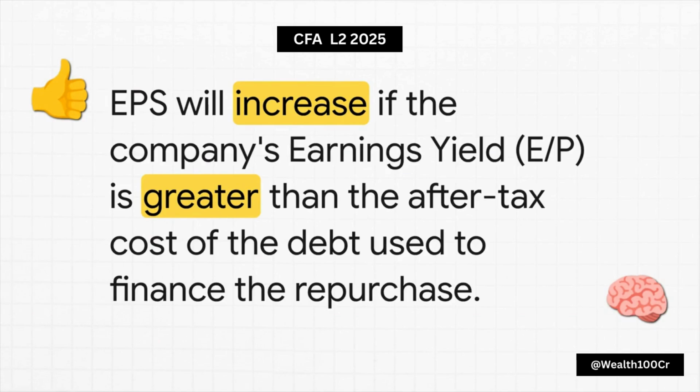It all boils down to this. A share buyback using debt will increase EPS only if the company's earnings yield, which is just EPS divided by price, the inverse of the PE ratio, is greater than its after-tax cost of debt. Think of it this way. If the return the company gets on its own shares is higher than the cost of the money it borrowed to buy them, EPS goes up. This is a must-know relationship for the exam.